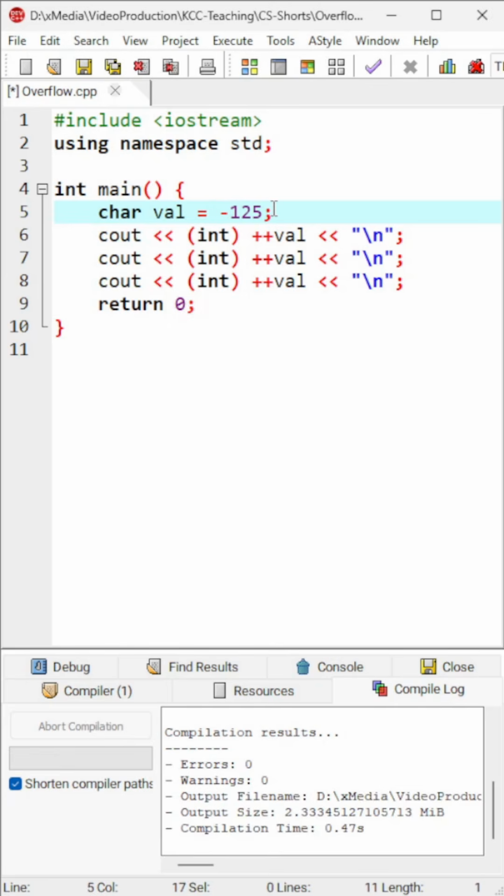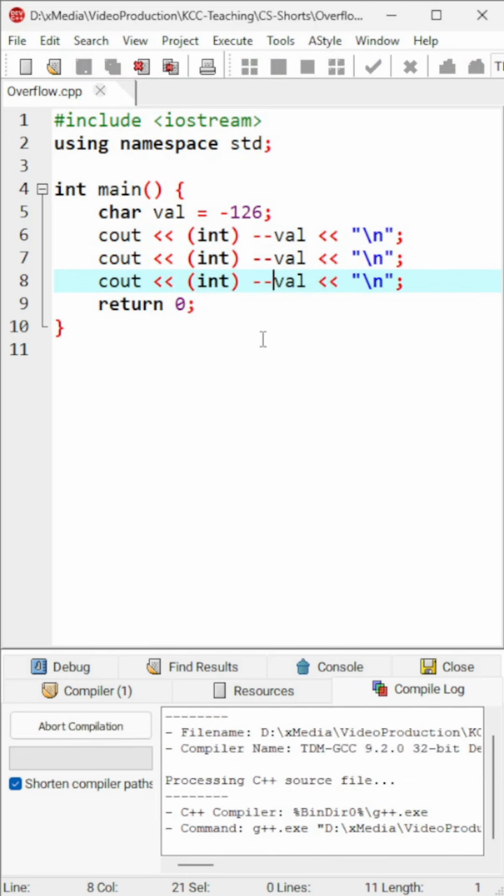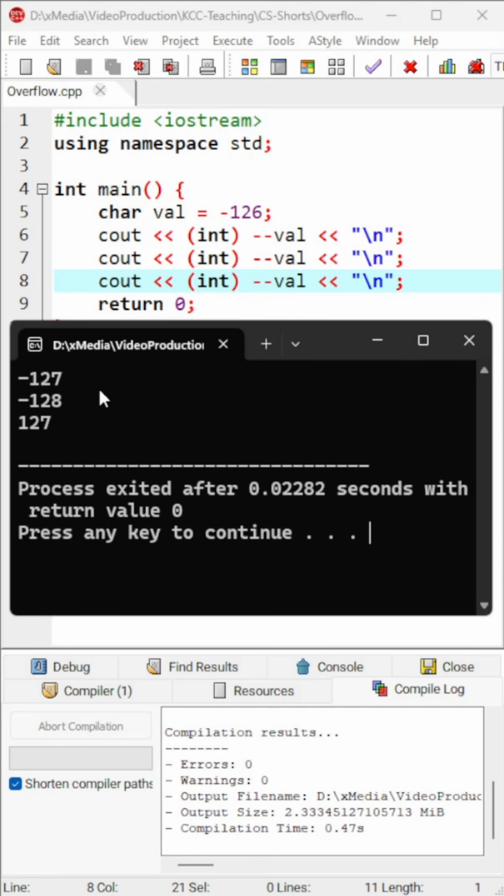So if I start at -126 and I decrease or decrement the value one step at a time, what happens here is we'll see -127, -128, and then it underflows, wrapping back around to the maximum value of +127. You don't want to run into that by accident.